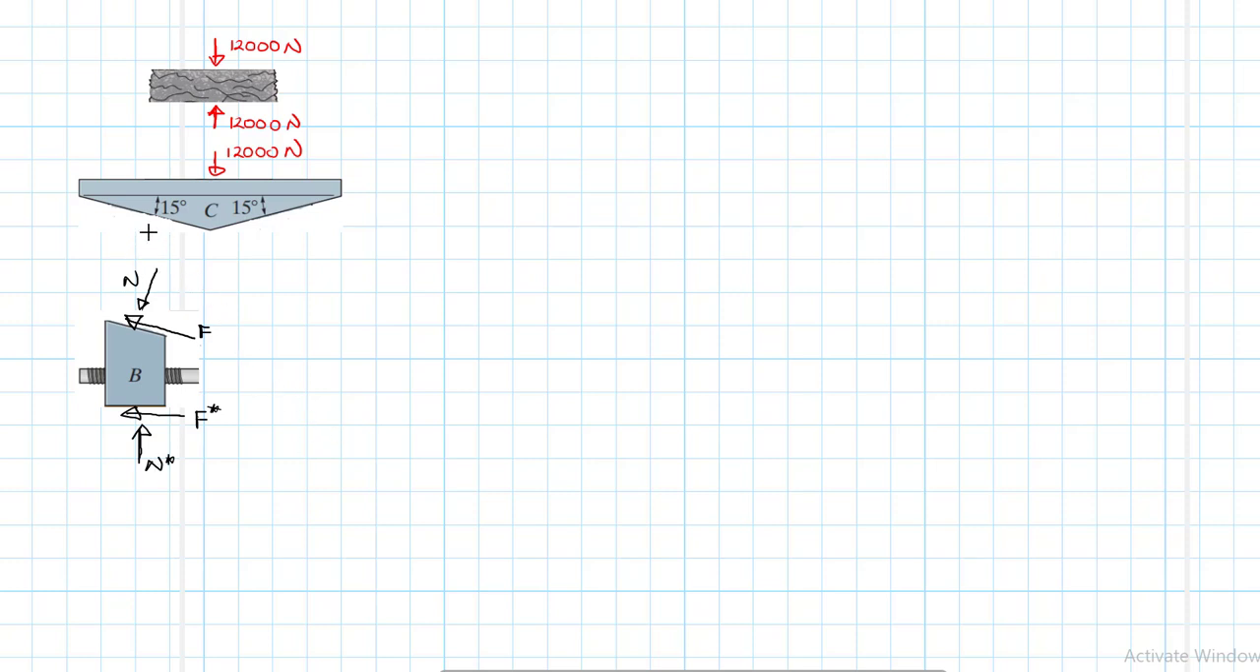In like manner, here I will expect the same normal force like so, and some friction force like that. On the other side, the block is more or less symmetrical, so we expect similar reactions on the other side like so. I've not drawn the other block there, block C, because it is the same as block B.